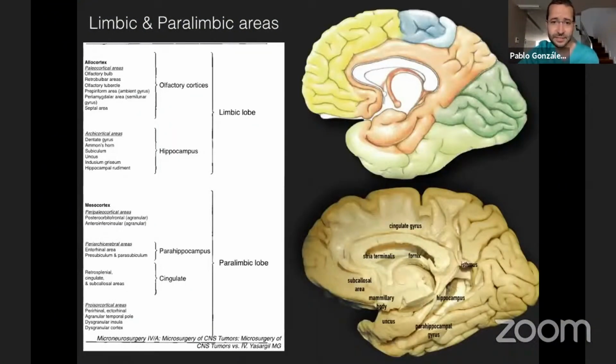So this is how it looks, and this is a diagram coming from Professor Yasargil's book, in which we can see the most important structures of the limbic and paralimbic lobes. This has always been confusing for me, but there are some texts like this one in which the different structures are classified according to the different layers of neurons and their development. So we can have olfactory and hippocampal areas on the limbic lobe, and parahippocampal and cingulate areas on the paralimbic lobe, and also some areas located in the insula, in the orbitofrontal cortex, and in the temporal pole, which are closely related with this paralimbic lobe.